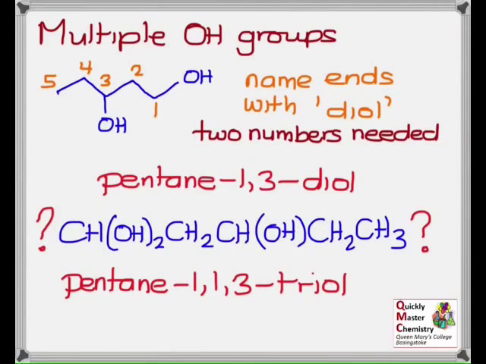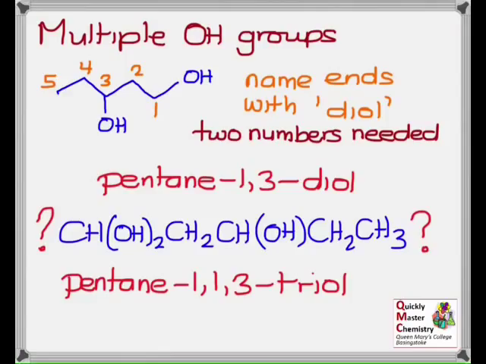And you should have come up with that it's got 5 carbons, so it's a pentane molecule, and then with the 3 alcohol groups it's a triol at the end, and we need 3 numbers. 2 of them are on carbon 1, counting from the left end of the chain this time gives us the lowest numbers, and 1 of them is on carbon 3, so pentane 1,1,3 triol.